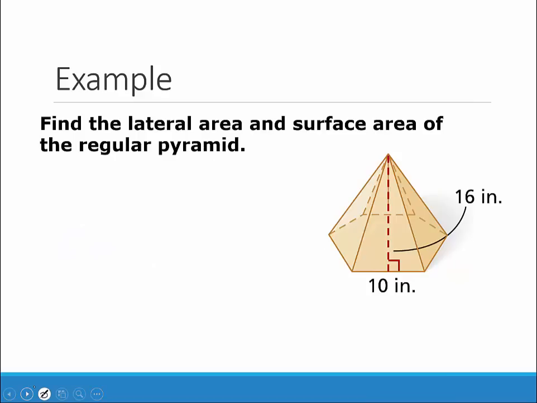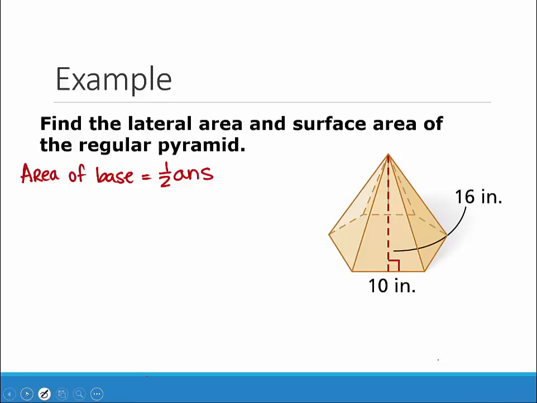I'm leaving this one for you to do. The area of your base, though, you might need some remembering. Remember, it's 1/2 ANS, where A is your apothem, which you'll have to find, N is the number of sides, hopefully you can count those, and S is the side length, which they gave you as 10. So same as before, except the area of your base will be a little harder than the one I just did.